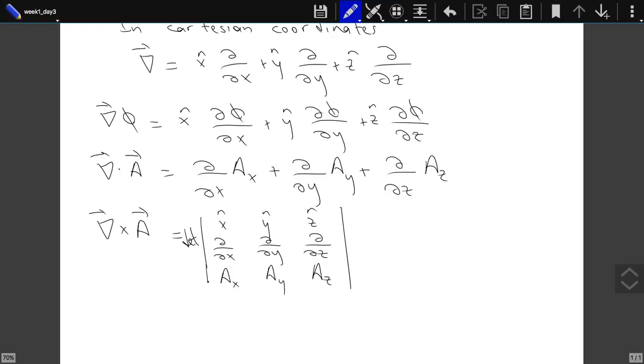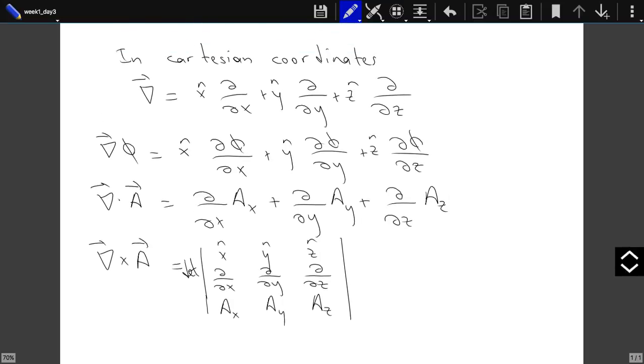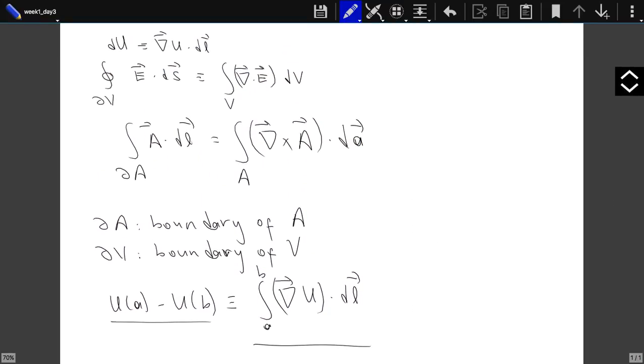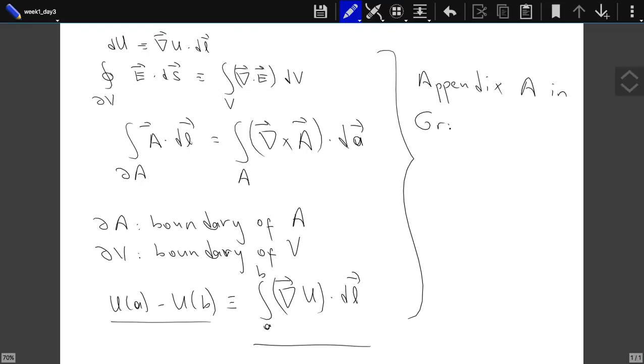If you try to write these expressions in cylindrical or spherical coordinates or in some other coordinates, it gets really messy. But nevertheless, just using these definitions, you can obtain their expressions in an arbitrary coordinate system. Now, I would advise you to check Appendix A in Griffiths' Electrodynamics.